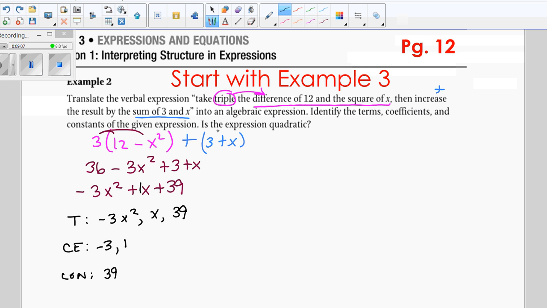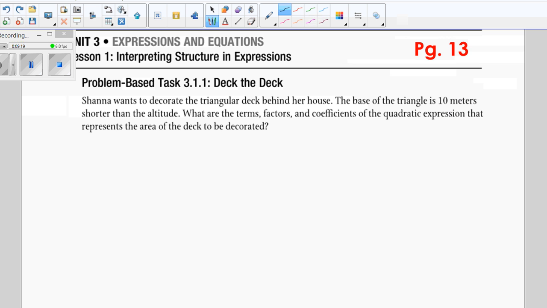Okay, lastly, is this expression quadratic? Yes, because it can be written in the form of ax squared plus bx plus c. Right there is your x squared term. Alright, so the problem-based task. See what you guys remember about triangles. So, it says that Shannon wants to decorate the triangular deck. I don't know why you'd have a triangular deck, but behind her house. The base of the triangle is 10 meters shorter than the altitude, so that means subtraction.